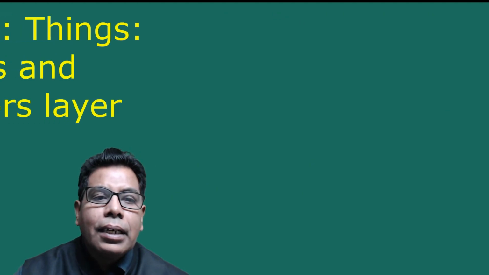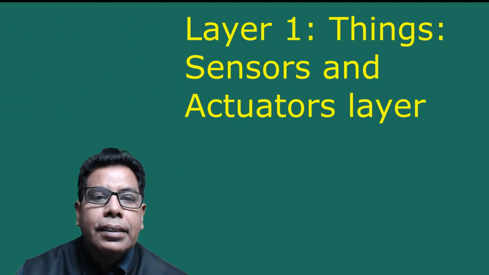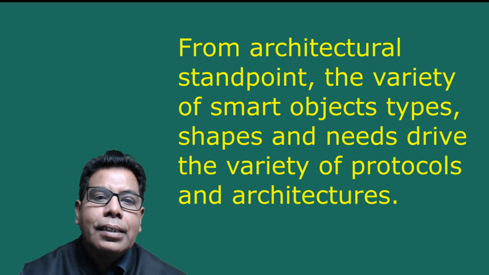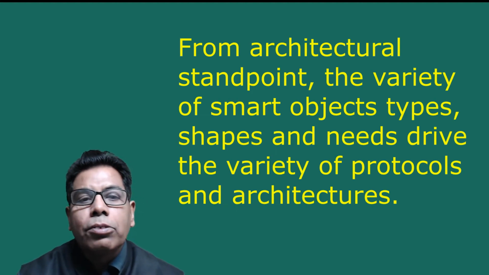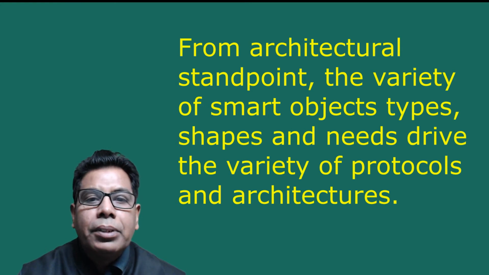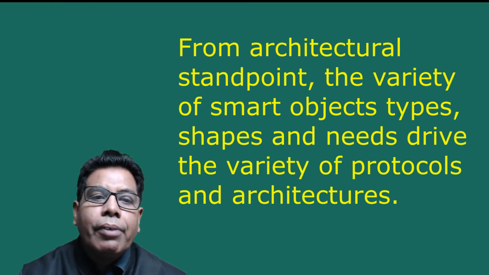Let us go to layer 1, things, that is sensors and actuator layer. At this layer, the physical devices need to fit the constraints of the environment in which they are deployed, while still being able to provide the information needed. From an architectural standpoint, the variety of smart object types, shapes and needs drive the variety of protocols and architecture. There are myriad ways to classify smart objects.